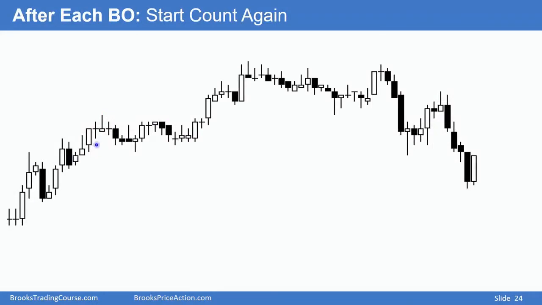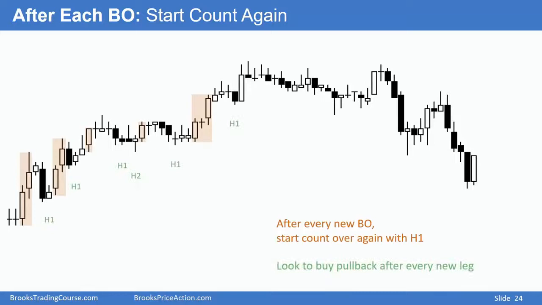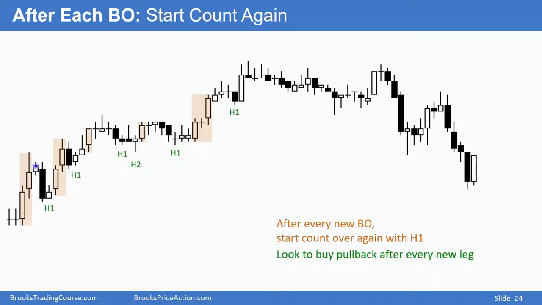After each breakout, you start the count over again. We got a breakout, high 1, a breakout, high 1, breakout, high 1, high 2. Small breakout, you can call it a high 1, or you can call this a double bottom and say this is a complex high 1 and a high 2. Doesn't matter. It's a bull trend, you're looking to buy.